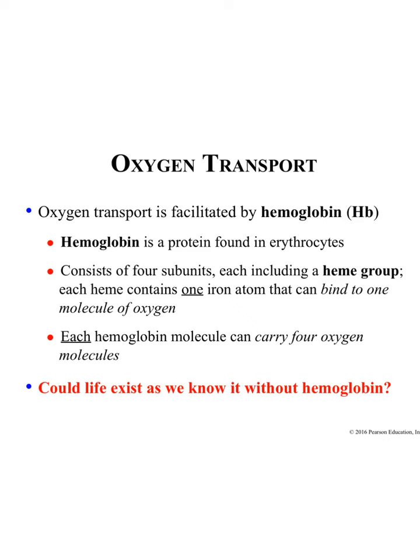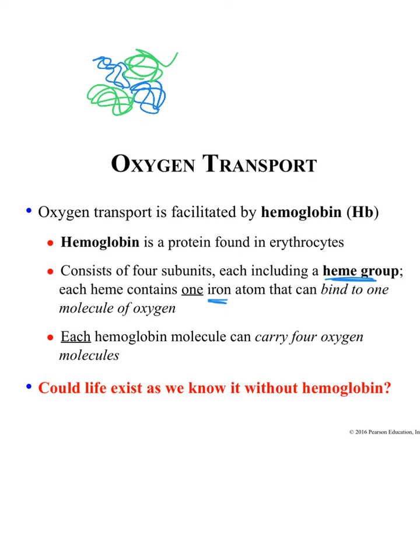So oxygen transport is made available because of hemoglobin. So remember, hemoglobin is made up of 4 polypeptide chains or 4 subunits. Each has a heme group. The center of our heme is an iron, okay? And that iron is where oxygen binds.